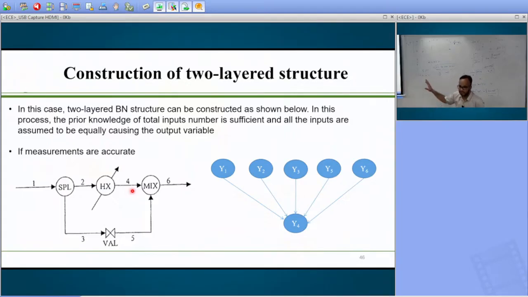This is clearly a simple structure. If you don't have any information of the process diagram, you have data and you want to construct a network structure without using any structure-based learning, I want to come up with a simple Bayesian network structure, which is the two-layer structure. I can just come up with a two-layer structure saying that all inputs are affecting the output, and train the model. We'll get into that part.